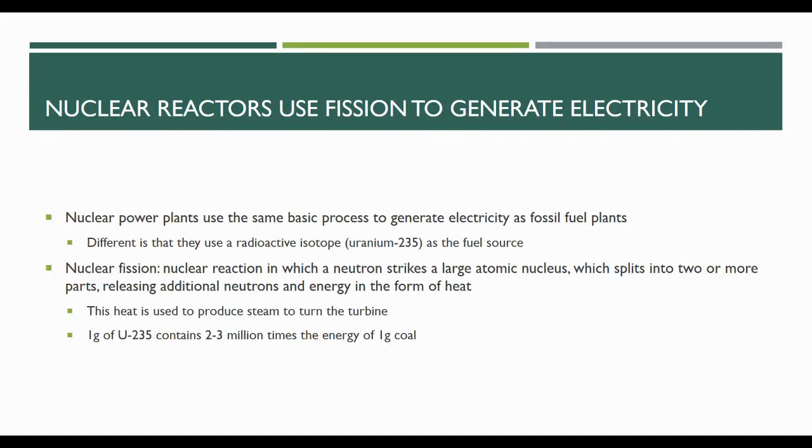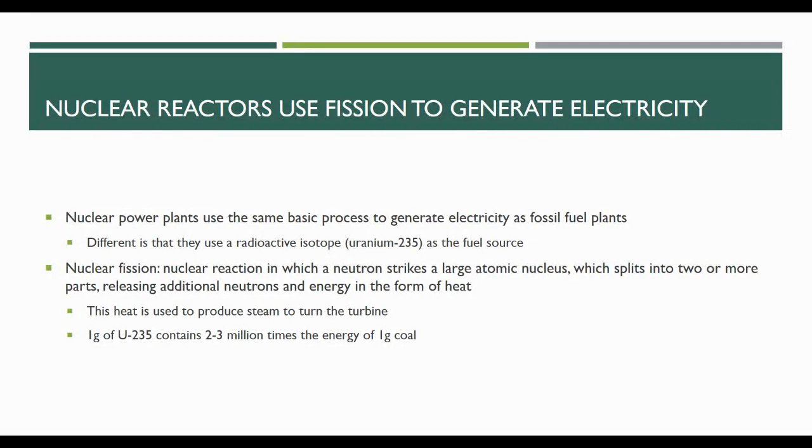Uranium-235 is a pretty big nucleus. And that's going to split into two or more parts, releasing additional neutrons and energy in the form of heat. And then those additional neutrons are going to bust up whatever's left. That heat is going to be used to produce steam and turn the turbine.